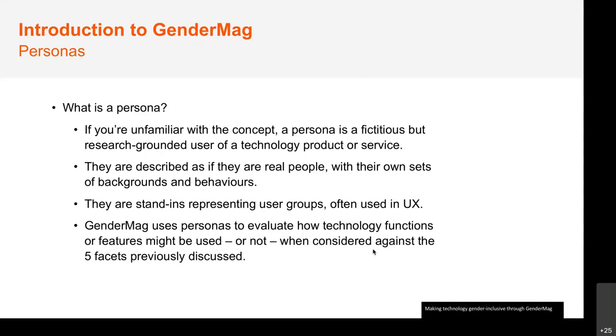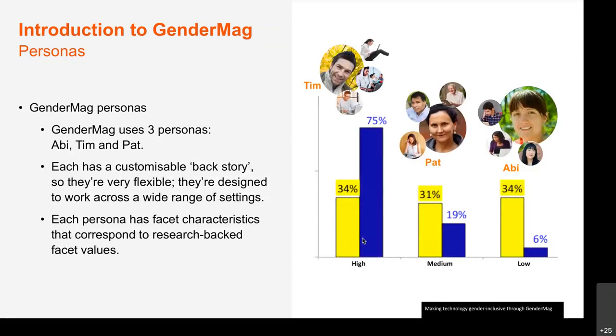And what GenderMag does is that we have a set of personas that we use in the evaluation of technology and consider them against these 5 facets. GenderMag has 3 personas, Abby, Tim, and Pat, and you can see them on the right here.